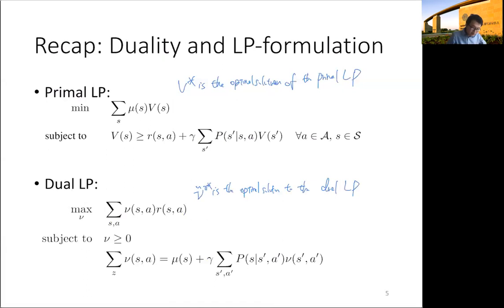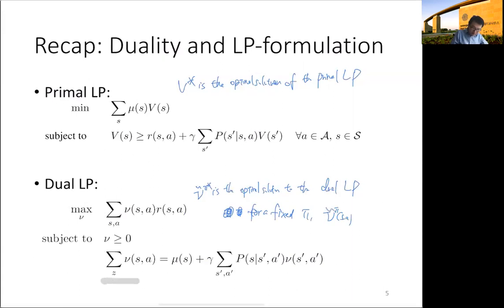So now let's look closely into what this means. Let's say that for any fixed policy pi, there is a state action occupancy measure nu pi SA, right?